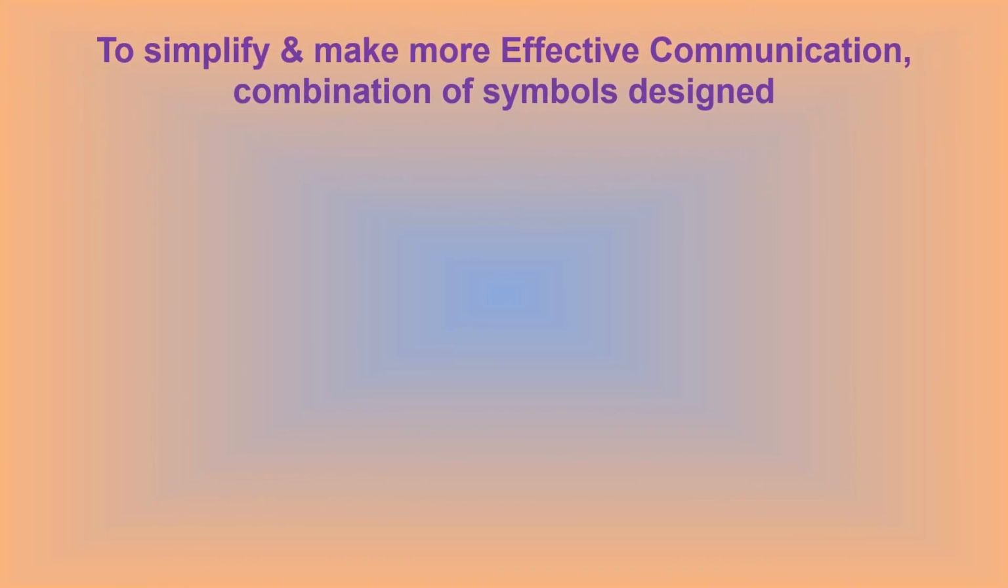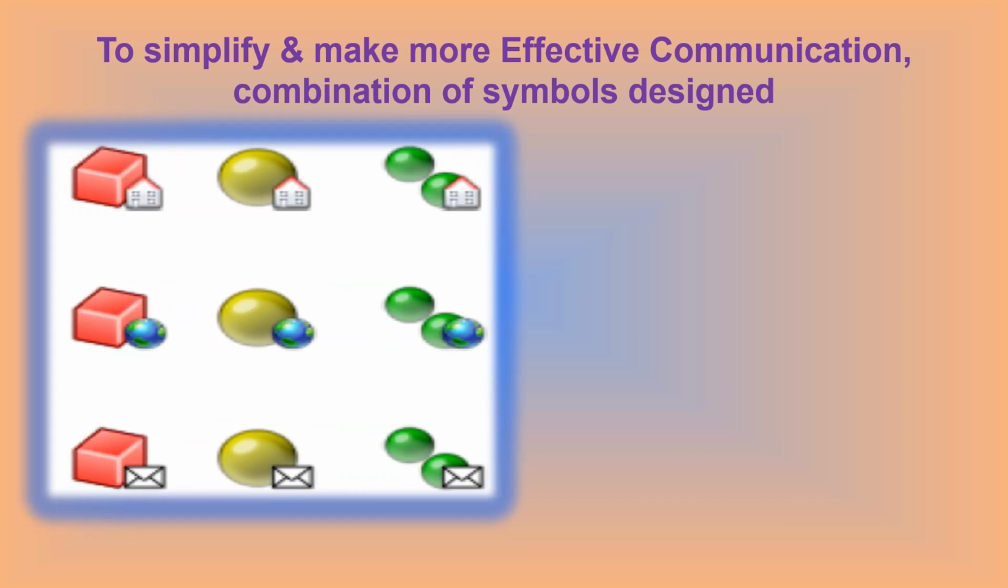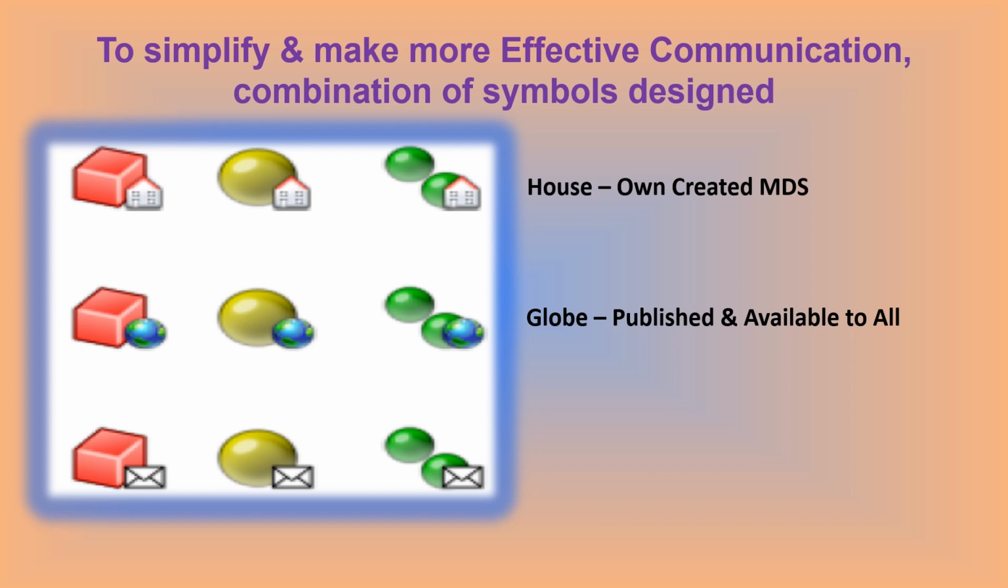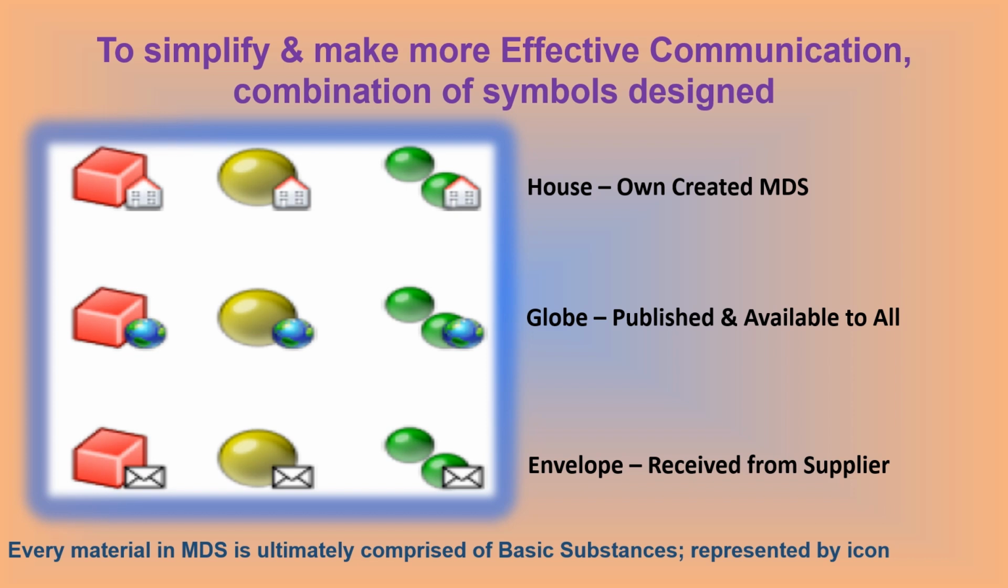For further simplification and to make communication more effective, combinations of symbols are designed. In combination, a house symbol is used to communicate a company or self-created material data sheet. A globe symbol is used to represent a material data sheet which is published on the IMDS platform and available to all. An envelope symbol is used to indicate a material data sheet received from suppliers. Every material in a material data sheet is ultimately comprised of basic substances, represented by the icon as shown on the screen.